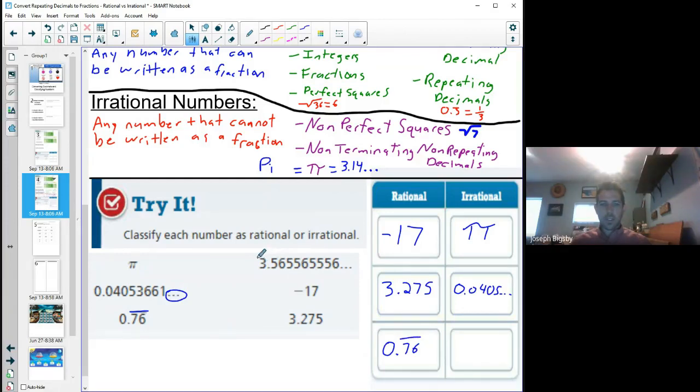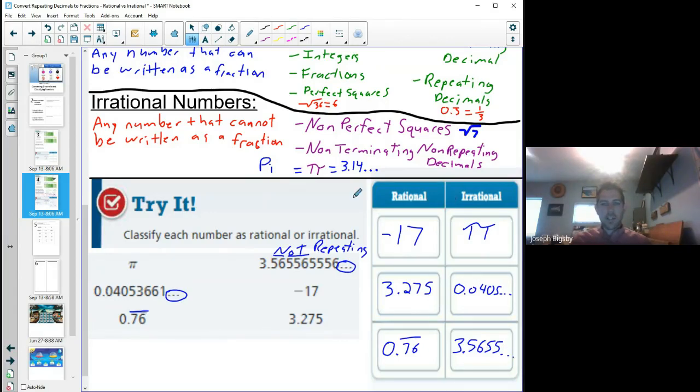And the last one, this one here, 3.5655655556, it may seem like it's repeated, but these numbers are not repeating. 56 is not the same as 5556. So this is not repeating. And since it's not repeating, and it has the dot, dot, dot telling us that it's going on forever, that's going to drop it down here in the irrational section. We would classify this number as irrational.